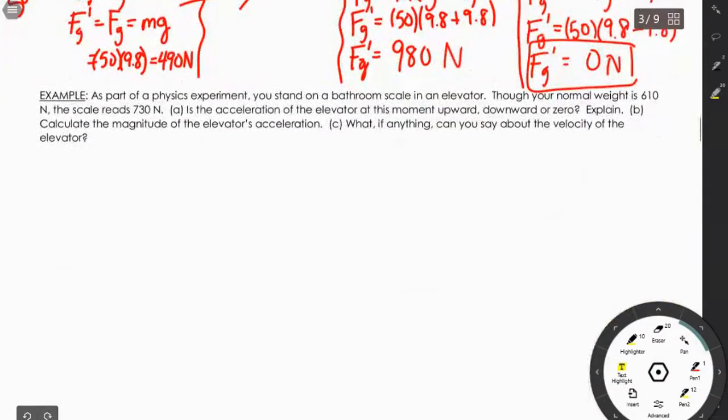Next question says, as a part of a physics experiment, you stand on a bathroom scale in an elevator. Your normal weight is 610 newtons, so our Fg is 610 newtons. The scale reads, we're in the elevator, 730 newtons. Part A: is the acceleration of the elevator at this moment upward, downward, or 0, and explain. B: calculate the magnitude of the elevator's acceleration. And C: what, if anything, can you say about the velocity of the elevator?